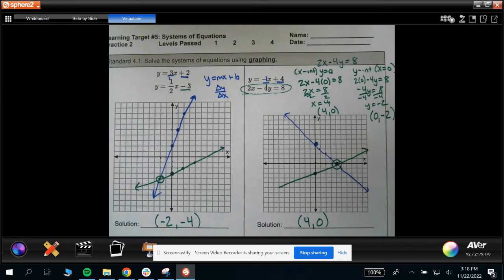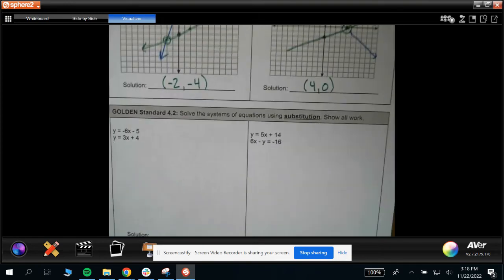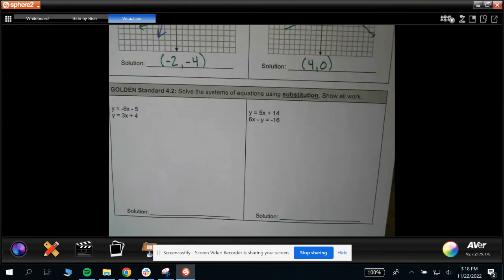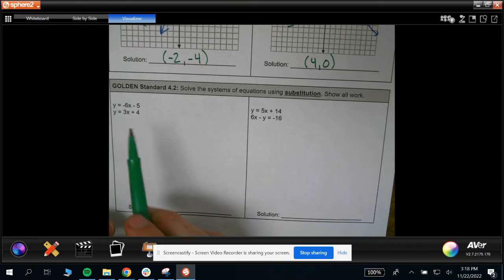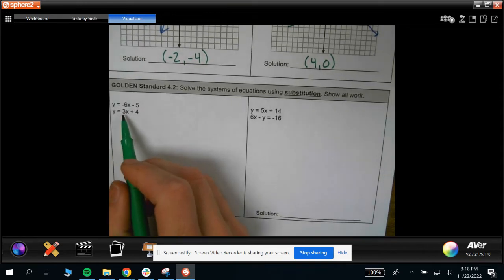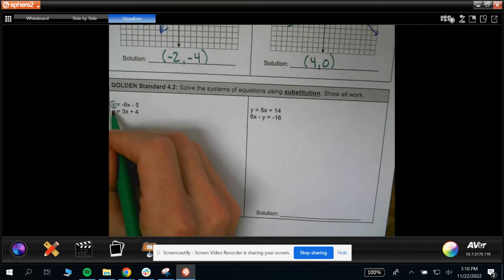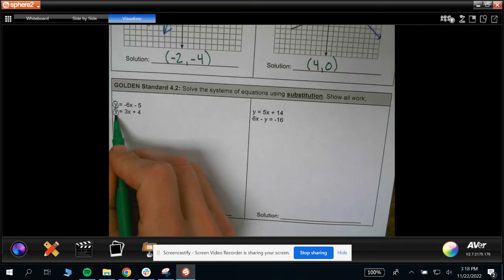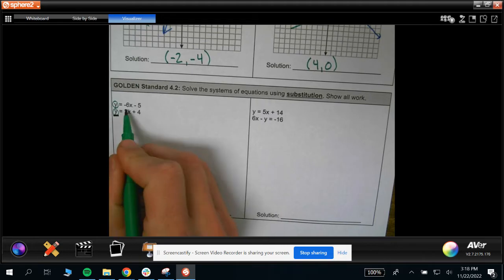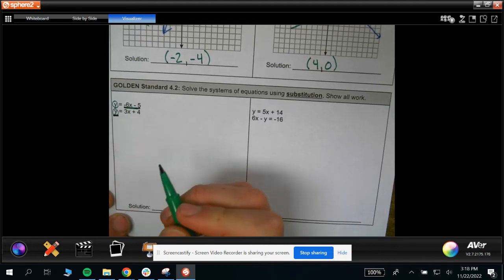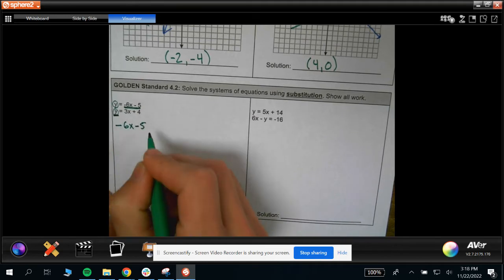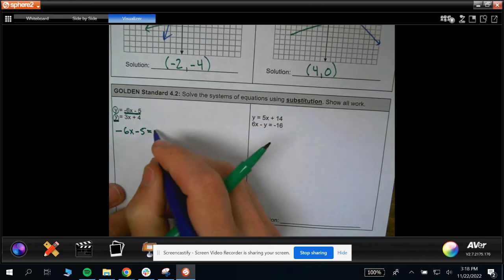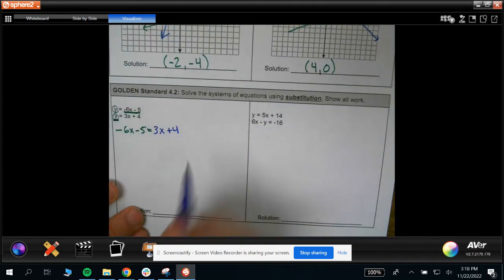Okay. Let's move down to our golden standard, 4.2. Solve the systems of equations using substitution. Show all work. So here, substitute. I'm going to substitute to create one equation that has only one variable. When I see y equals, I know here, these two y's are the same. So I'm going to replace this y in the second equation with what y is equal to. So I'm going to substitute -6x minus 5 equals 3x plus 4, my other expression.